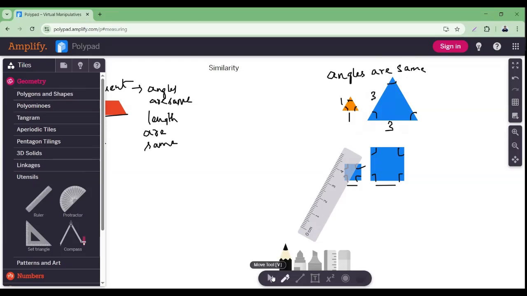And let's see the other side also. Second.